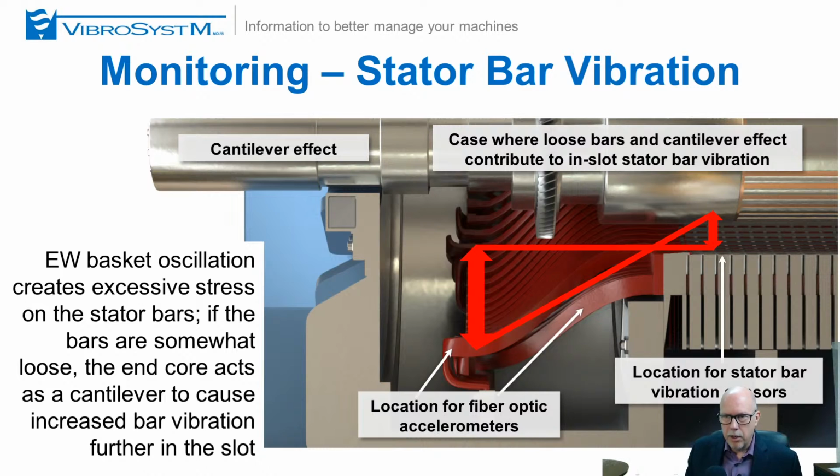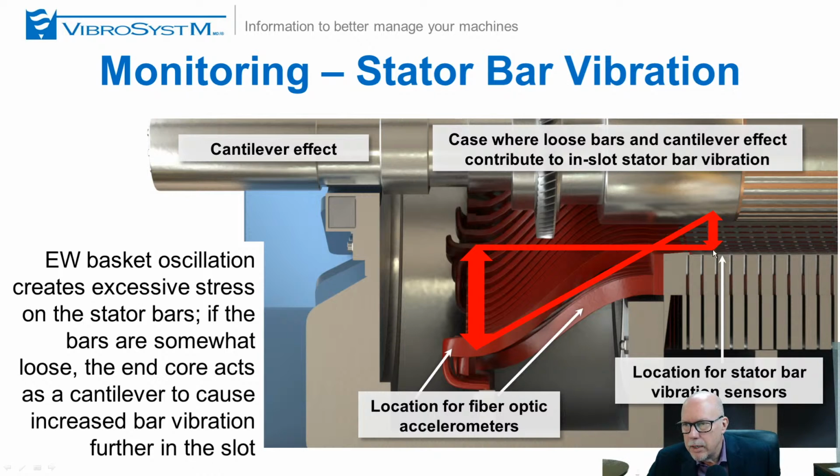Now, another thing that is very important to monitor is stator bar vibration. If you have a turbogenerator that has very, very long end winding that protrudes outside of the stator core, some of them can go up to 2 meters. Some of them are shorter, but some of them can be very long. Well, if you have excessive end winding basket oscillation, that will put a tremendous amount of stress at the stator bar level. So if this is excessive, this will put a lot of pressure here, usually the first 60 centimeters or the first 2 feet.